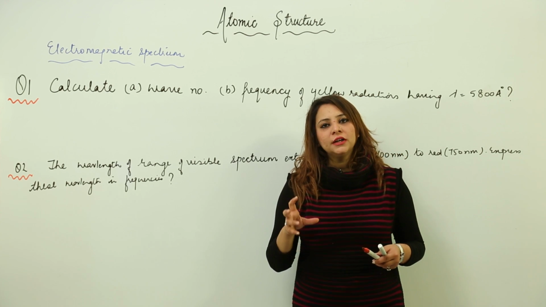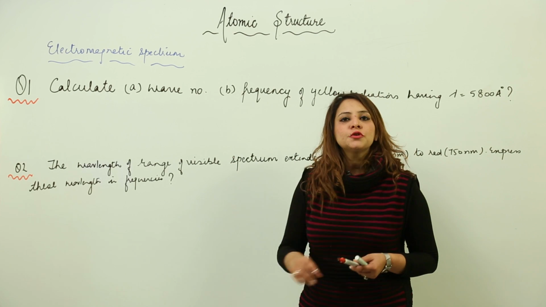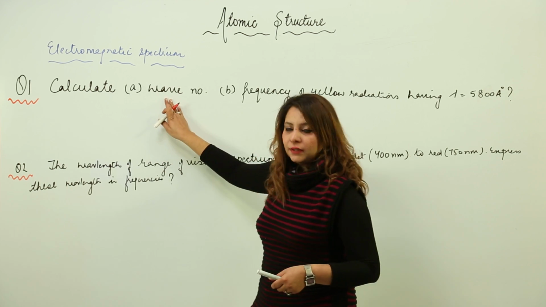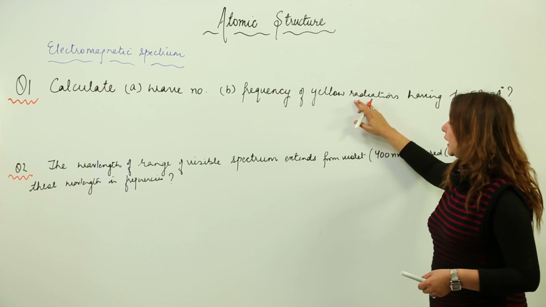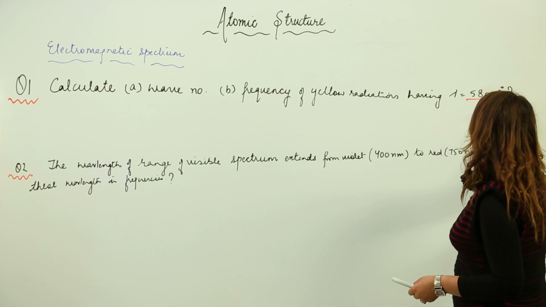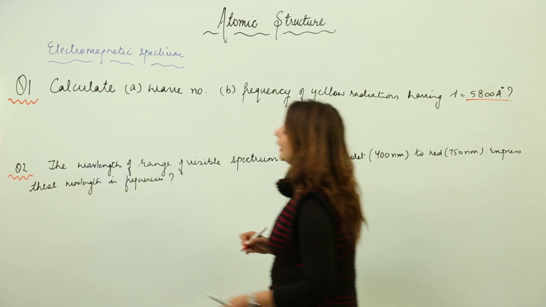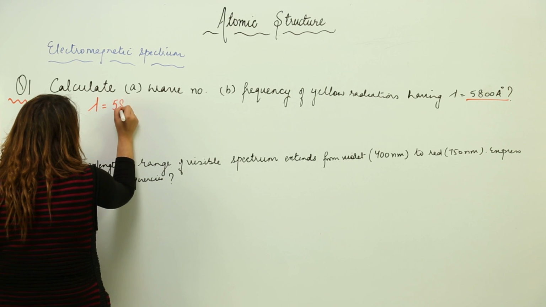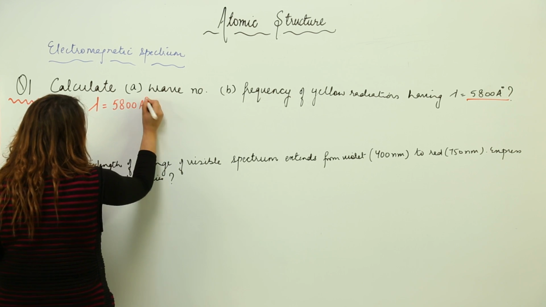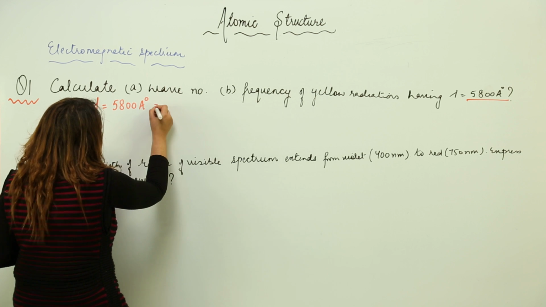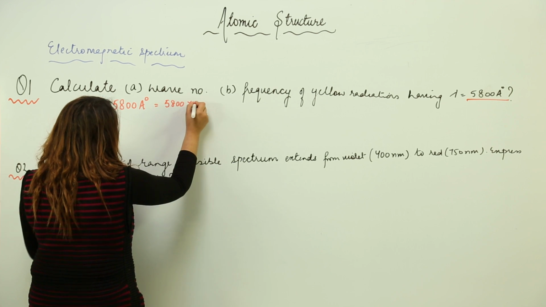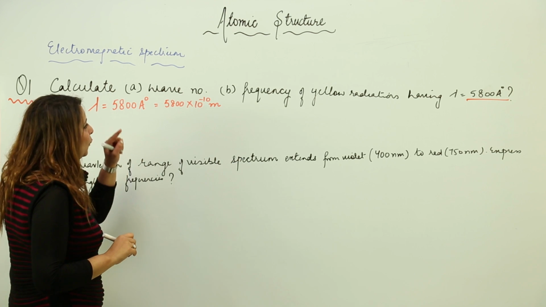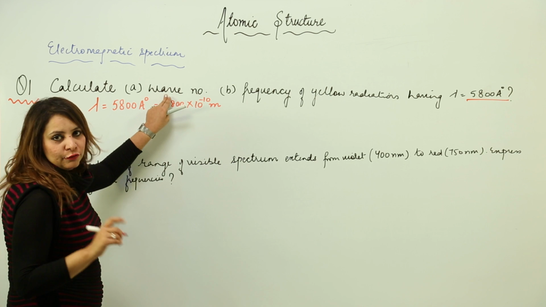Now we are going to do certain numericals which are based on the electromagnetic spectrum. The first is this: calculate the wave number and frequency of yellow radiations having wavelength 5800 Armstrong. First, what is given? You've been given the wavelength, which is 5800 Armstrong. If I convert it into meters, it comes out to be 5800 into 10 raised to power minus 10 meter, right? Now what I need to find is the wave number first.